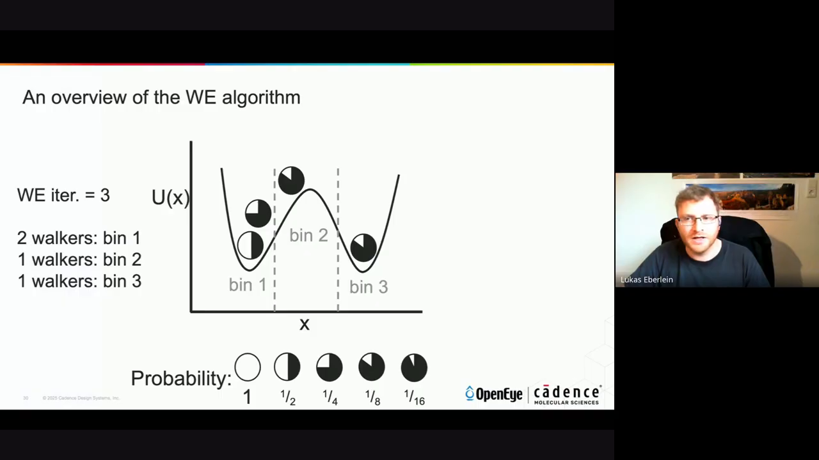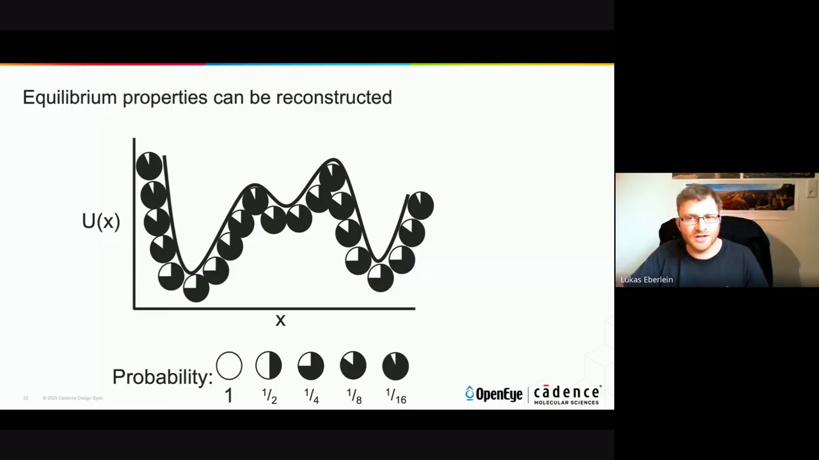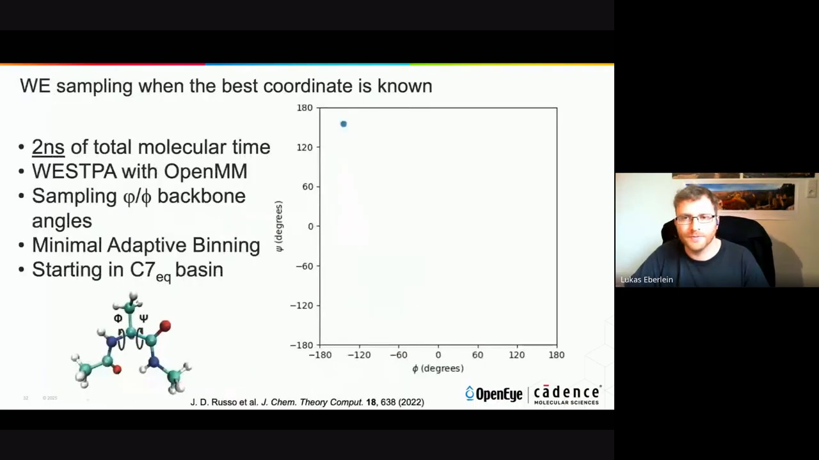And over time, one of our simulations will reach the target state in bin 3. Again, it is really important to keep track of the weights, because this allows us to do a really cool thing. By properly keeping track of the weights, we can reconstruct equilibrium properties. So this method is able to accelerate the sampling along a progress coordinate without the use of a bias potential.